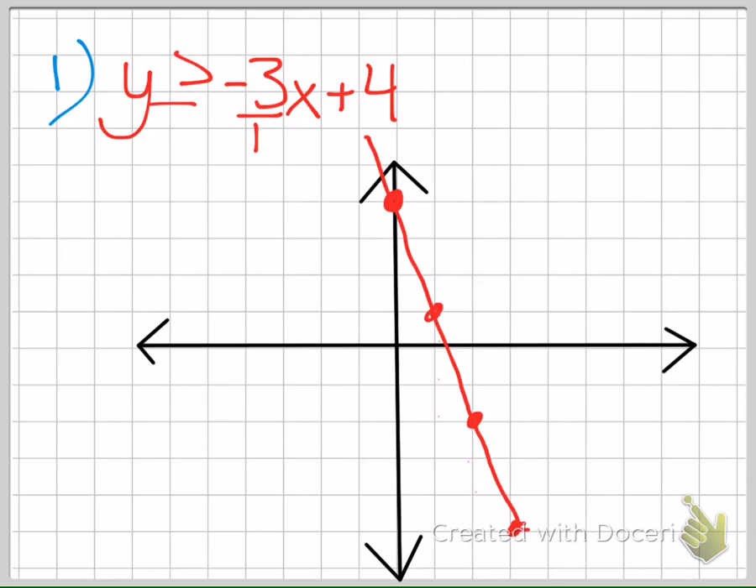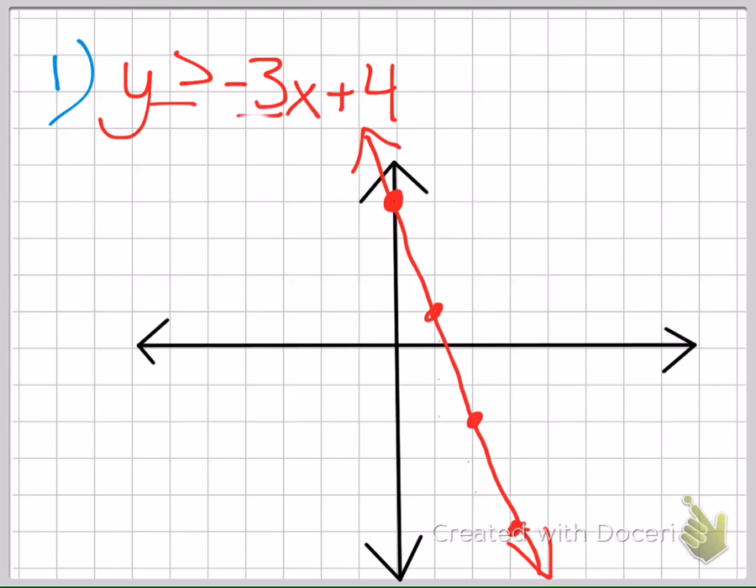And we're going to connect those. And remember, we always put arrows on the end because it goes on forever. Okay. Now, this is called a boundary line. This means all the answers to this inequality lie on either this side of the boundary line or on this side of the boundary line. And we're going to figure out which side all the answers are on. And then later we'll talk about the boundary line itself.